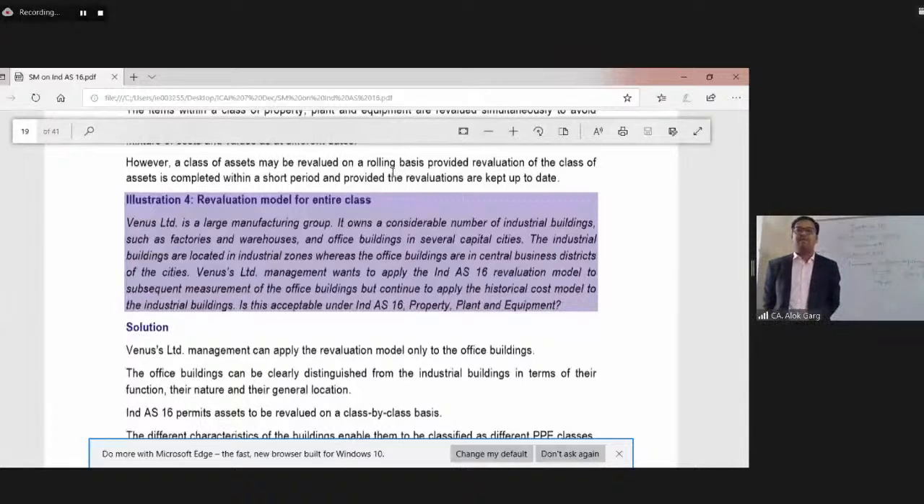Venus Limited management wants to apply the Ind AS 16 revaluation model to subsequent measurement of the office buildings, but continue to apply the historical cost model to the industrial buildings. Is this acceptable under Ind AS 16 Property, Plant and Equipment? Friends, tell me what is your view on this?